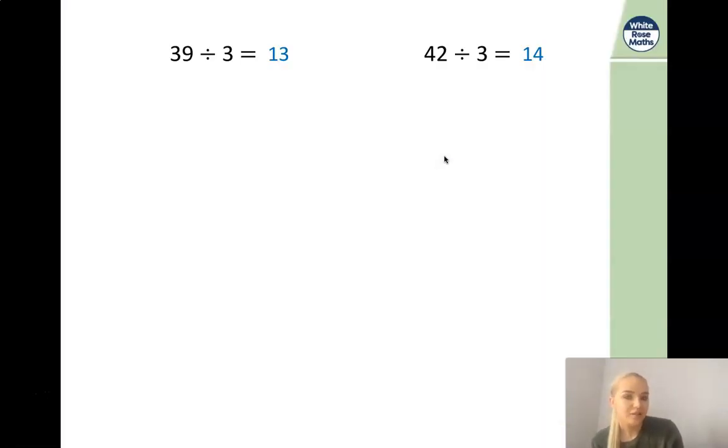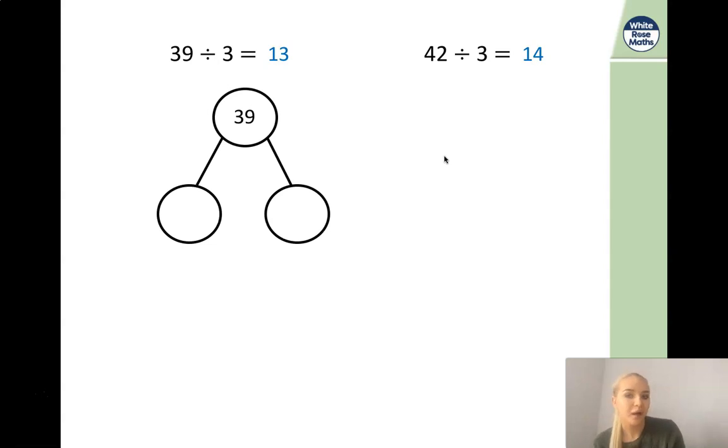Okay, so we're going to use 2 of the division sums that we looked at earlier, 39 divided by 3 and 42 divided by 3. Now we have already worked out the answers to these by using our place value counters and our place value chart, but I'm going to show you now we could also use a part-whole model to do this. So here we have the part-whole model for 39. We know that we can partition the number 39 into its tens and ones. It has 3 tens, which is 30, and 9 ones, which is 9.